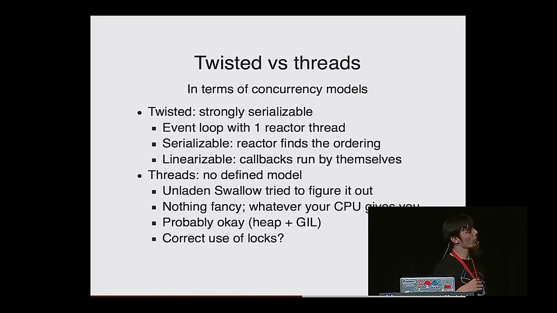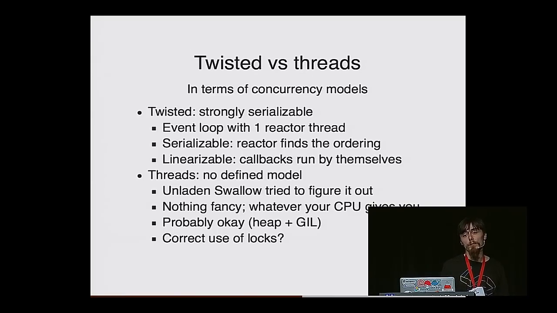Now, I'm a Twisted core contributor. I'm a big fan of Twisted, love Twisted. A very common alternative to Twisted is multi-threaded programming with a bunch of blocking I/O. I tried to figure out what the consistency model within Twisted was, and I'm reasonably sure that it's strongly serializable. The reason is Twisted is an event loop. It has a single thread. This also goes for async I/O and a bunch of other ones, but I just looked at it for Twisted. So there's an event loop with one reactor thread.